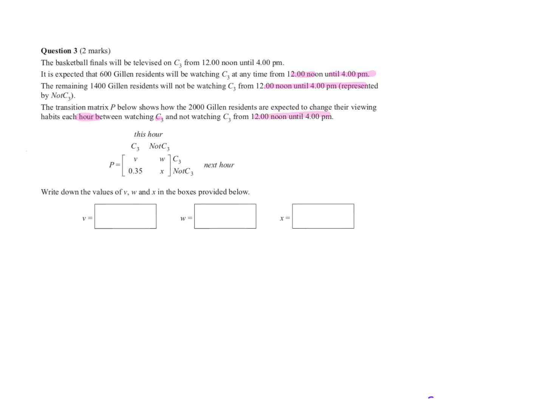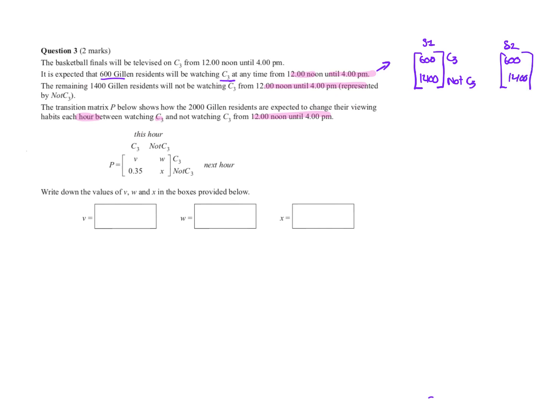So up here, you needed to know there was some vital information, and it was right here. They said that it is expected 600 Gillians will be on C3 anytime between 12 and 4. So even though the hours are changing, say this was your beginning matrix, state 1, and you've got C3 and not C3, they're saying it's always going to be 600 and it's always going to be 1,400. So even if I go to S2, this is going to remain the same.